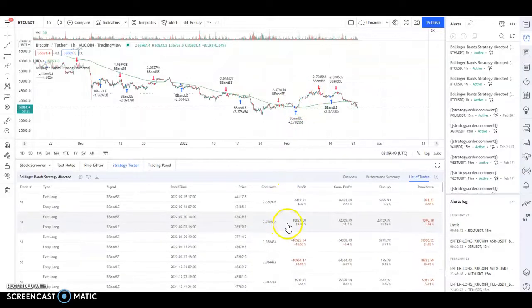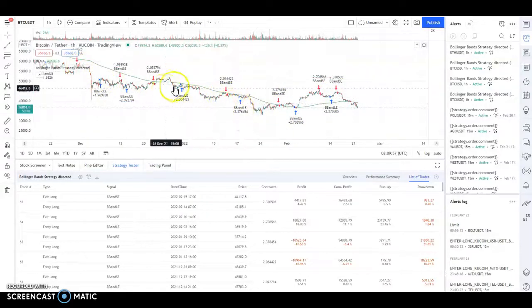And look, we made 18% right here on the hourly chart. We caught the short-term bullish. And then we made another 4.42% right after that. So we caught the short-term bullish right here. Win, win, win. And then right here, we missed all the bad trades.